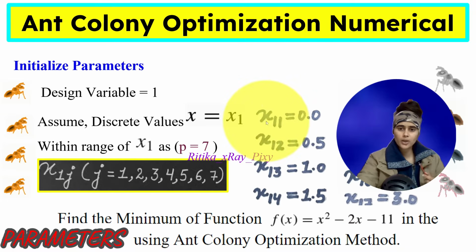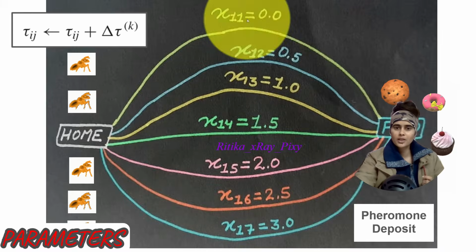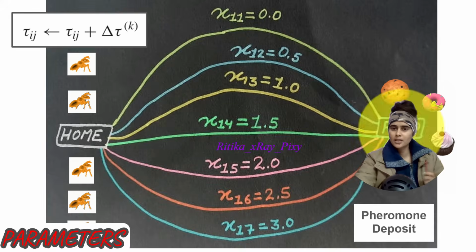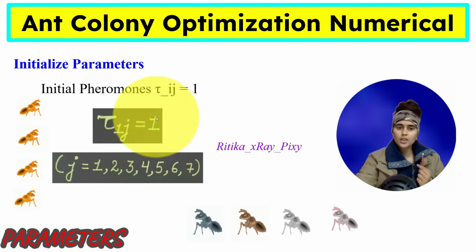For x11 it is 0.0, x12 is 0.5. So here you can see these are the discrete values on the path. Ants can select any of the discrete values, that is, any path. Now we will assume an equal amount of pheromones on each path.